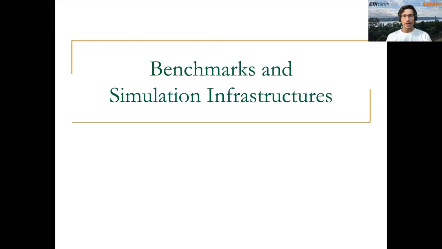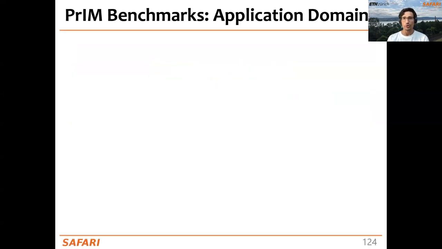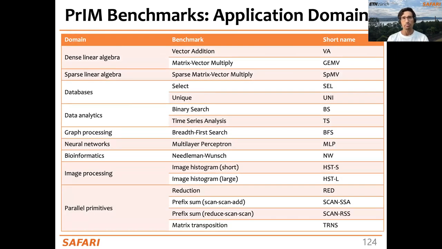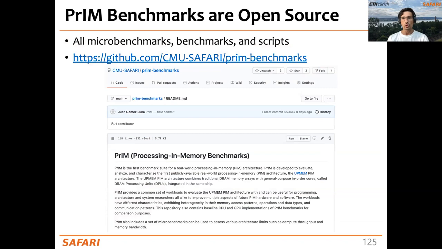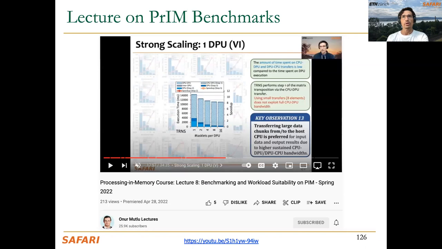More important aspects of processing in memory that we are already exploring, but that still need to be explored and improved, are benchmarking and simulation infrastructures. In this course, we have talked about PrIM benchmarks, that is our work benchmarking the UPMEM PIM architecture. Remember that PrIM is a collection of 16 benchmarks from many different domains. They are open source, and if you want to learn about these PrIM benchmarks, there are also very good programming examples for the UPMEM PIM architecture. I can recommend lecture 8 of this course.